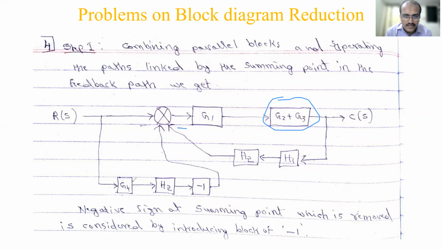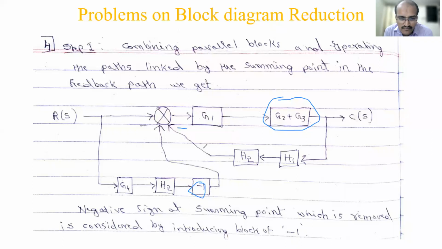Okay. Then this path from R(S), you had a G4 and then you had a summing point with minus sign. So that we made it as -1. Okay, so -1 I have written. That means you have to multiply that. And then H2, whichever H2 we have separated out. So these three blocks will come in series and parallel. So why is this called parallel? It is coming from the same path R(S) to the summing point, whereas this is coming from the output side. That's why it is a feedback path. So this is what we have separated.